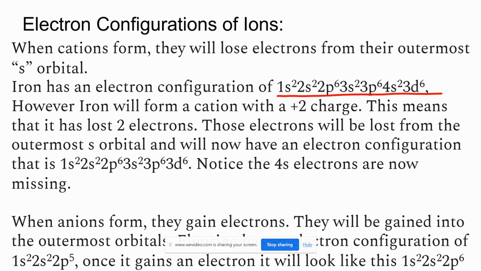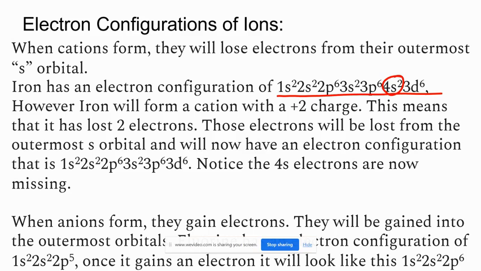What is the outermost? What is the highest N number for iron in this electron configuration? What's the biggest N value here? 4. This is where those 2 electrons are going to get lost. So it pulls it out of the s orbitals, the higher N values first. Yeah. So the electrons would be exponents. Mm-hmm. Yep. So it just pulls the entire 4s thing out.